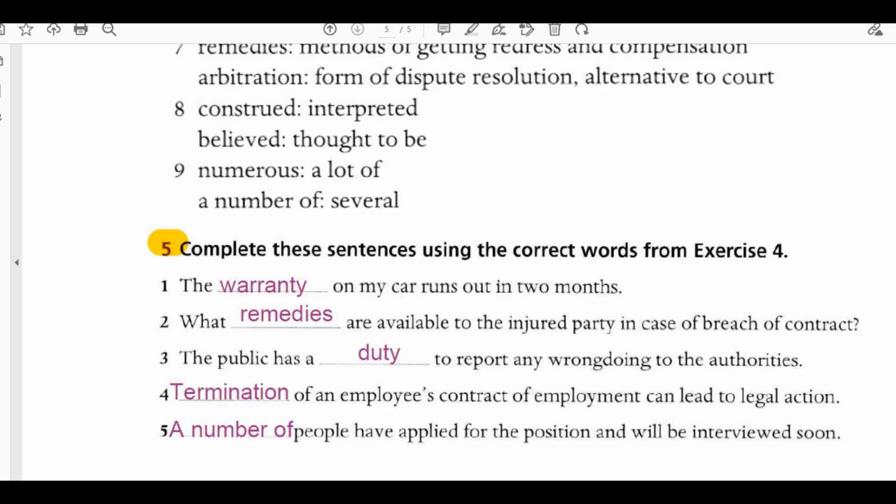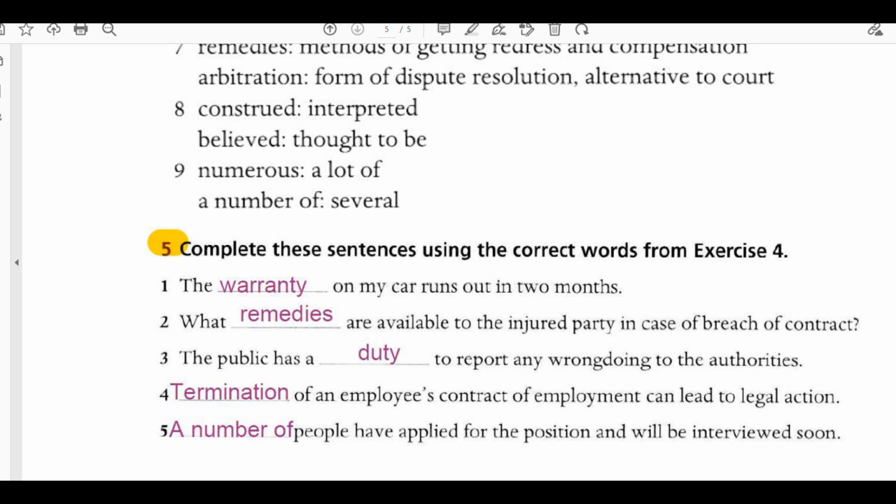And the last task and exercise is we need to complete the sentences, to fill the gaps with the correct words from the exercise. Okay, so first, the warranty on my car runs out in 2 months. That's warranty, not guarantee. The second, what remedies are available? So that's why we need to write remedies instead of remedy.